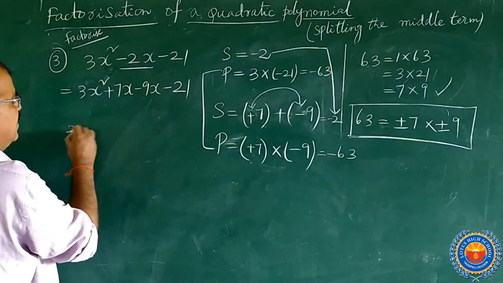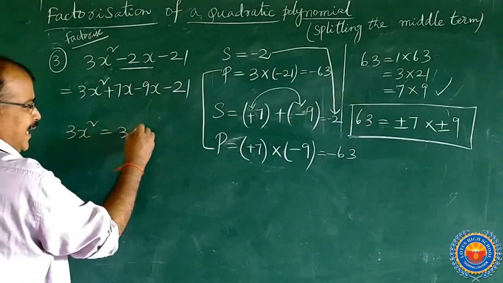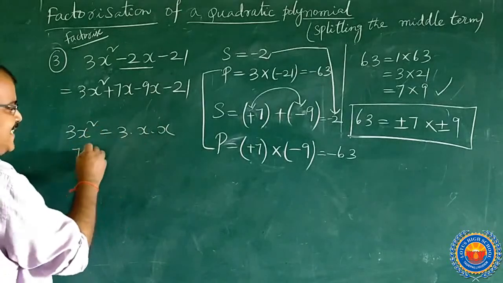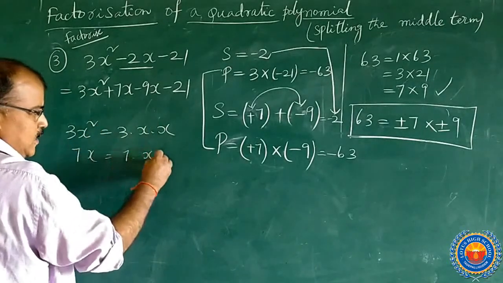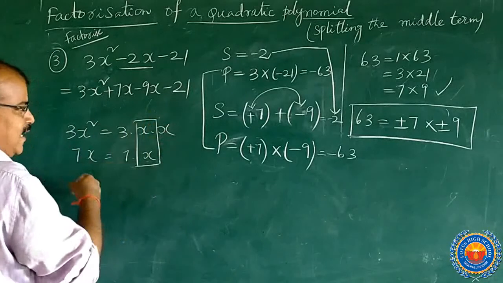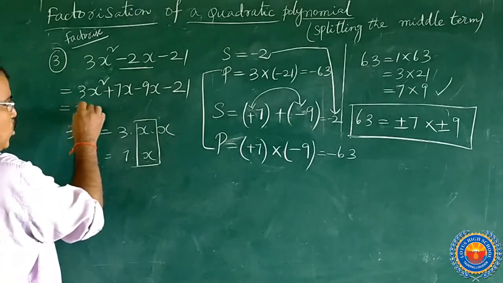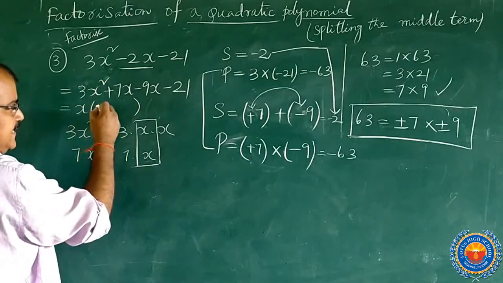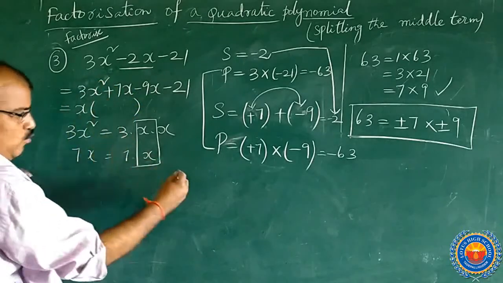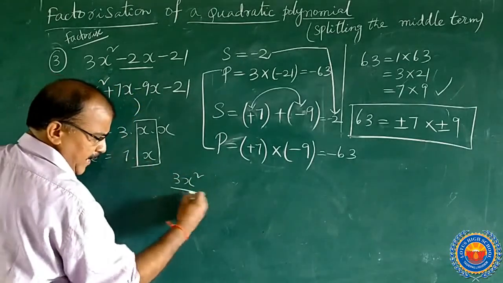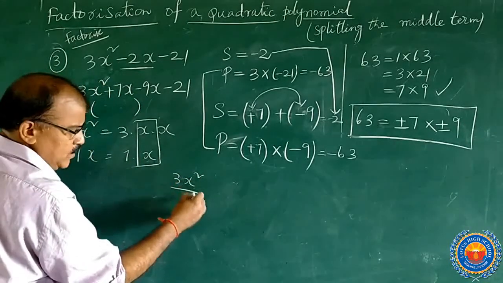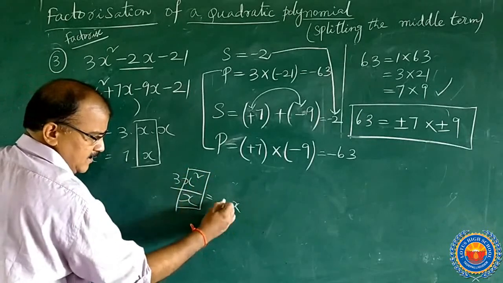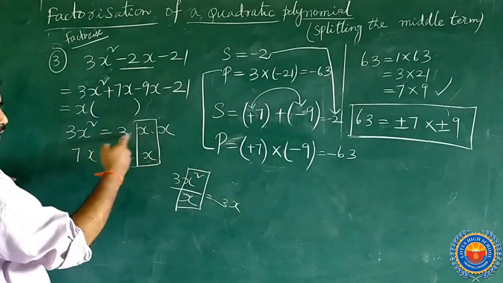Now factorization: 3x square is 3 into x into x, and 7x is 7 into x. So in this, which is common? x is common. You take x as common, and in the bracket, 3x square by x. x square by x is nothing but x, so 3x. Otherwise, directly you can copy from here: 3x.